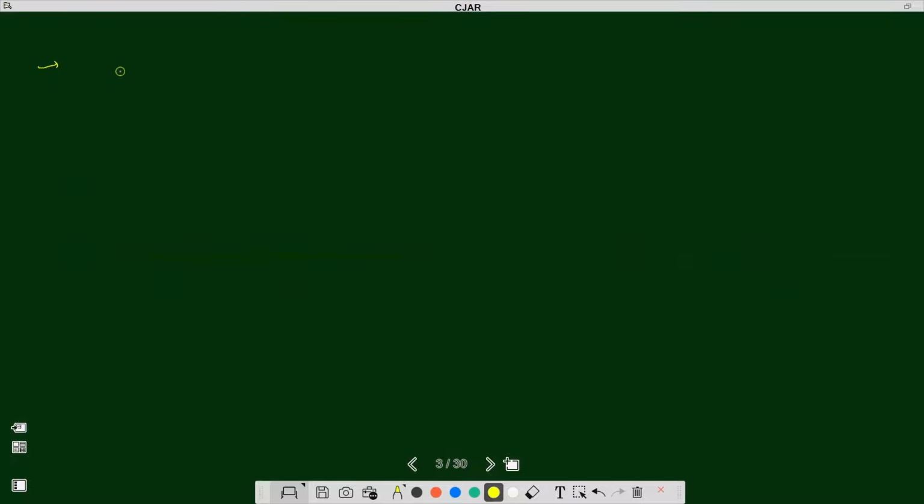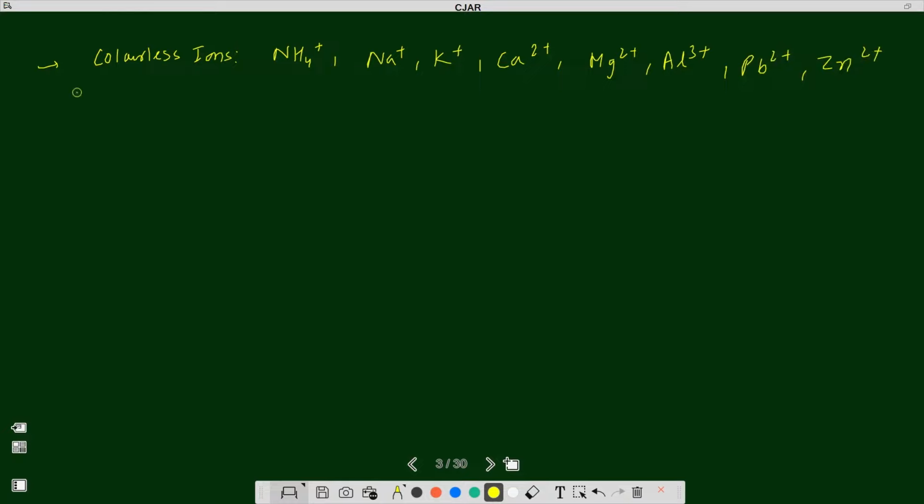Now, for example, of colorless ions: NH4 plus, Na plus, K plus, calcium 2 plus, magnesium, aluminium 3 plus, Pb2 plus, zinc 2 plus. You have to remember these. These ions are colorless and their salts are colorless. Colorless means it will be transparent. If you add that salt in water, it will be colorless.